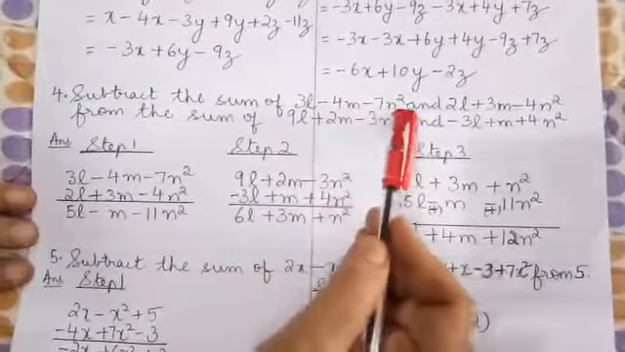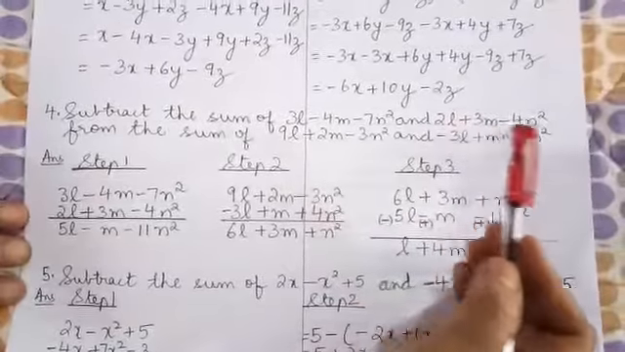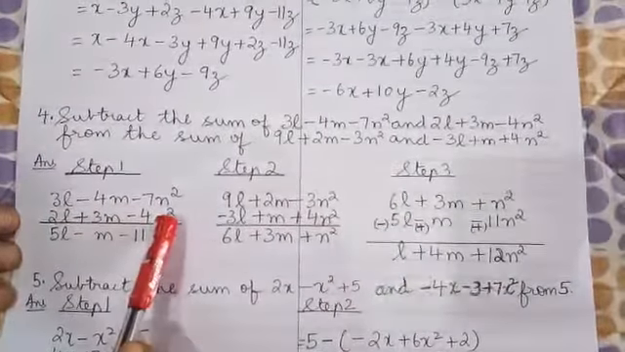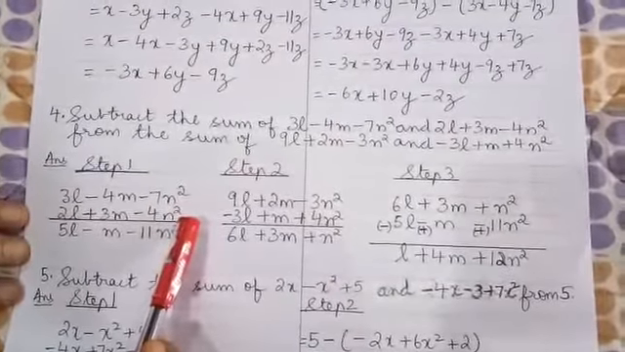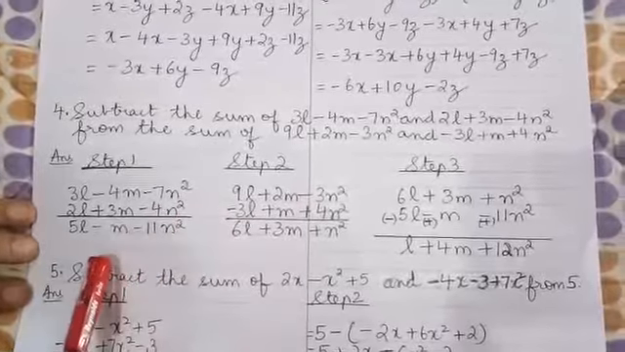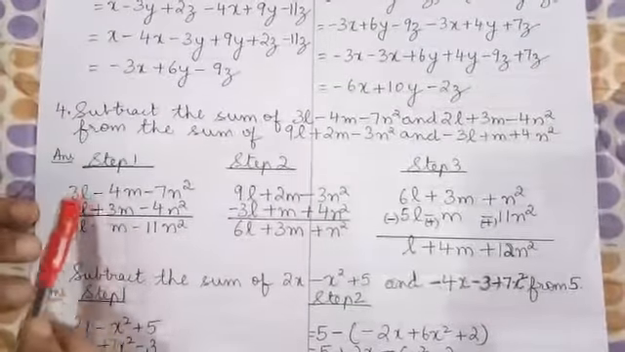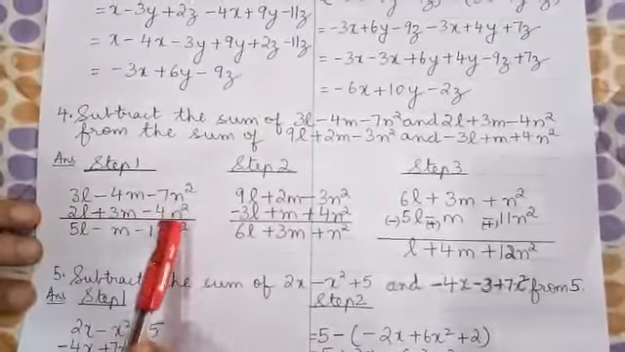3l minus 4m minus 7n square here. 2l plus 3m minus 4n square here. Since we need to add these 2 expressions, there will be no changes in the signs. Let's add. I've placed the like terms one below the other: l terms, m terms, n square terms.